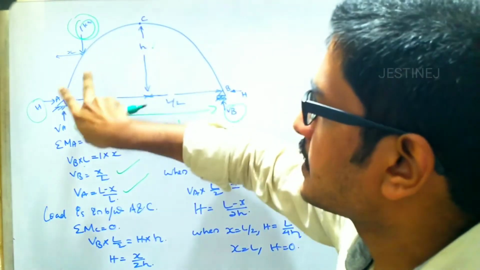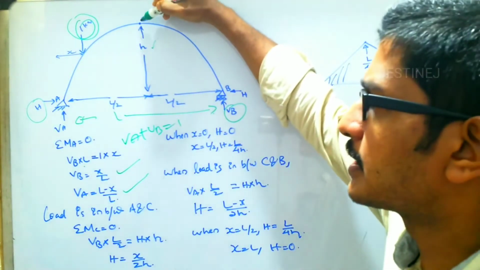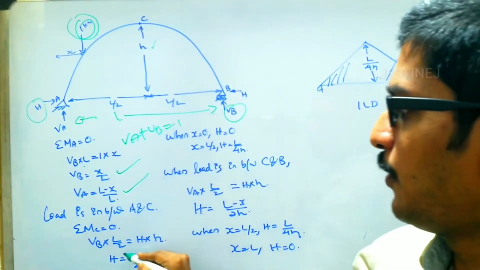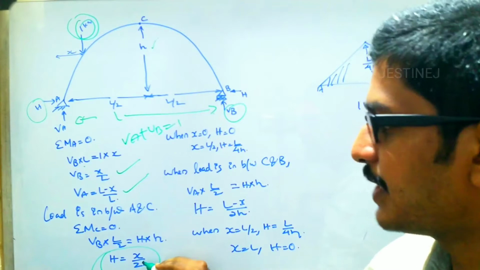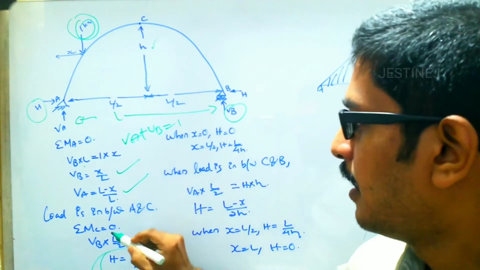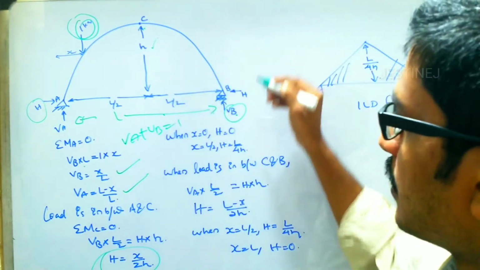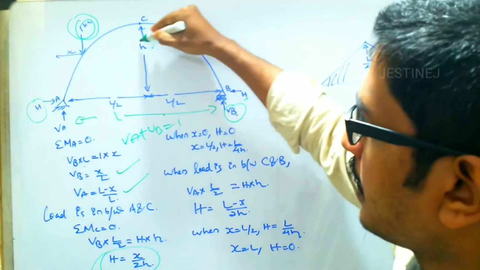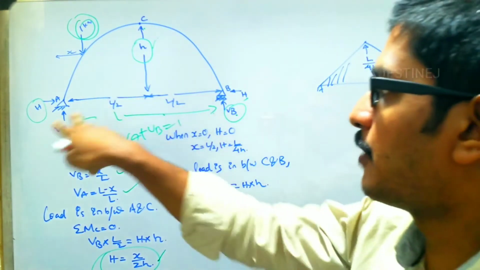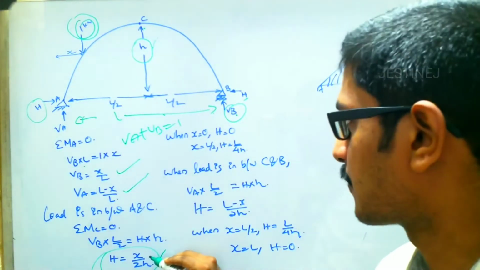Then, when the load is between A and C, and if you take the moment about the point C, sigma M about C equal to 0, we will get the value of the horizontal thrust as H equals X by 2h. Taking the moment about C, you will get VB multiplied by L by 2 equals H multiplied by this vertical distance h. And if you substitute X equal to 0, the horizontal thrust value is going to be 0.